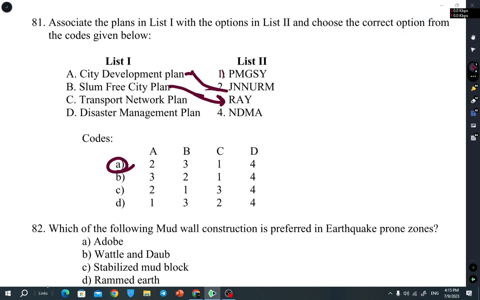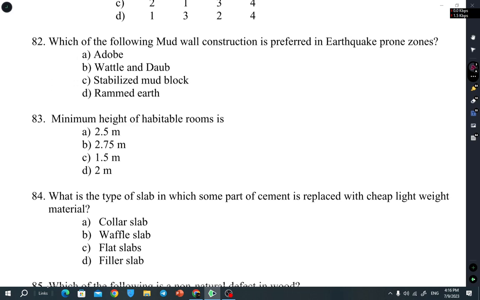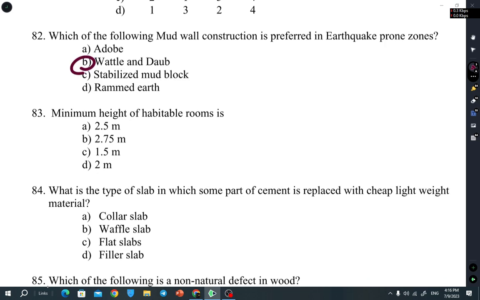Then Transport Network Plan is PMGSY. Disaster Management Plan is NDMA. Next question. Which of the following mud wall construction is preferred in earthquake prone zone? Option B. Wattle and daub. Minimum height of habitable room is option B.